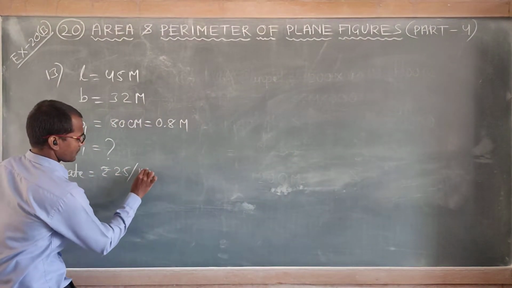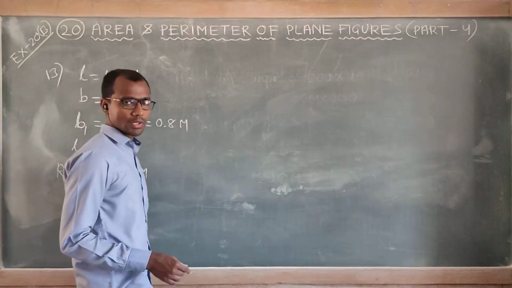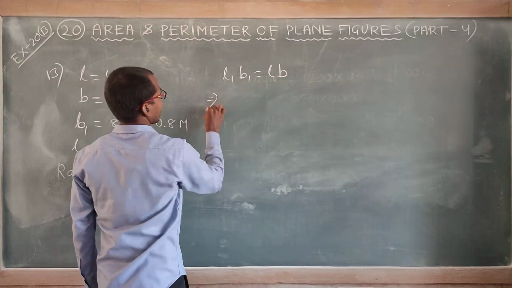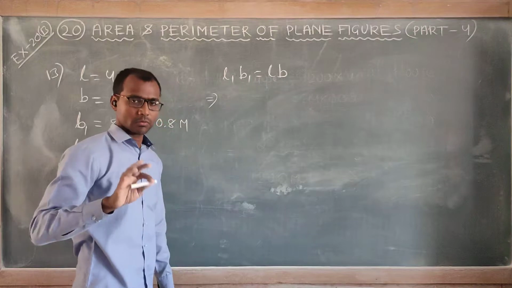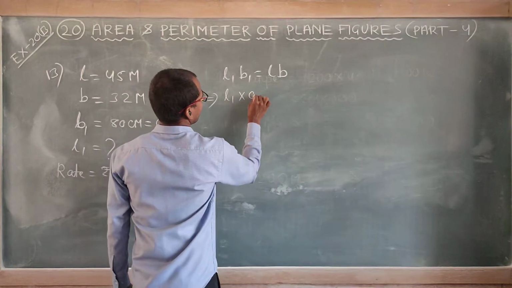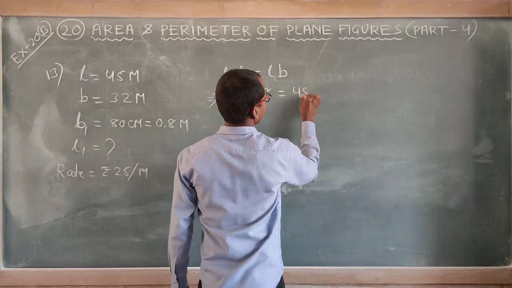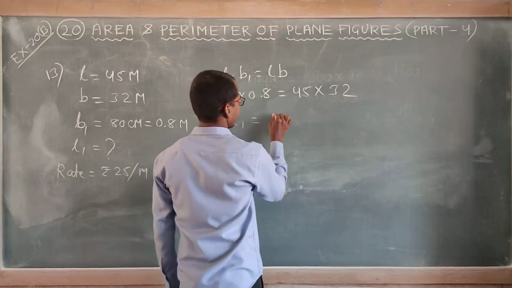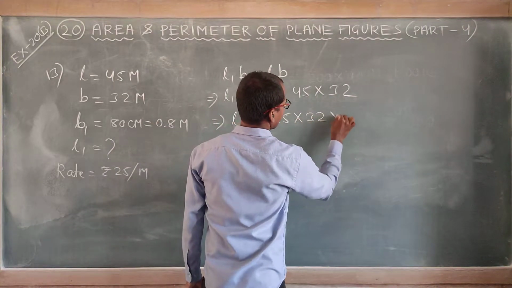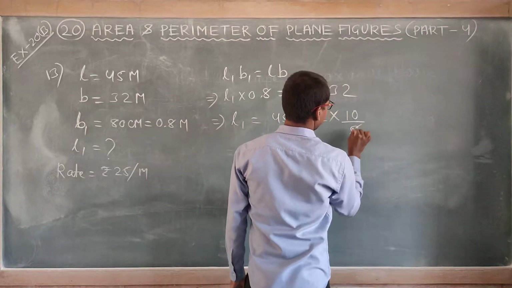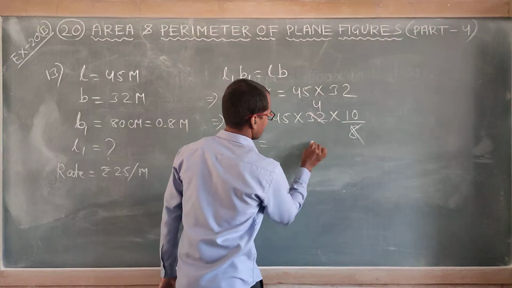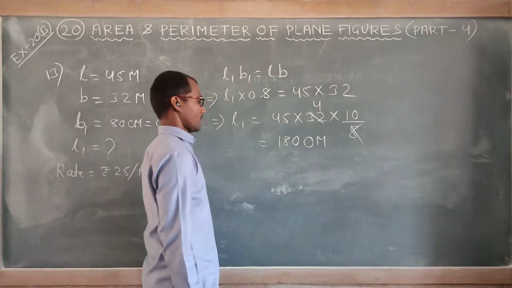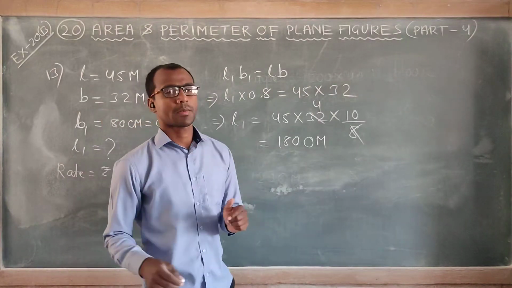Rupees 25 per meter. Now again let us find the length of the carpet required. L1 B1 is equal to LB. Total area of carpet equal to total area of the floor. Okay. So L1 into 0.8 is equal to 45 into 32. So L1 is equal to 45 into 32 into 10 by 8, 8 4 32. 45 into 4, 180 meters. Okay, so in this case the length of the carpet will be 1800 meter.